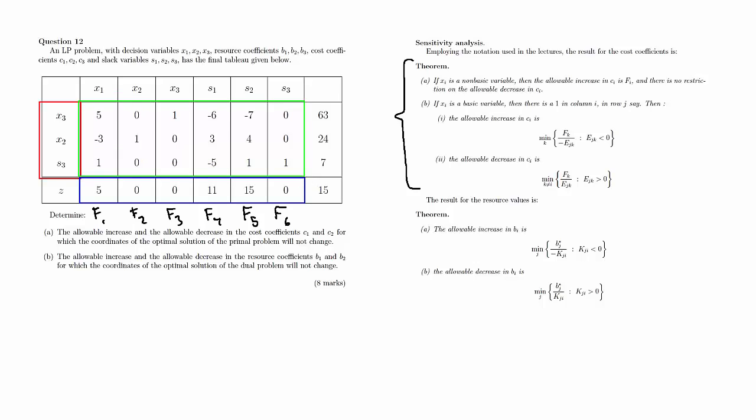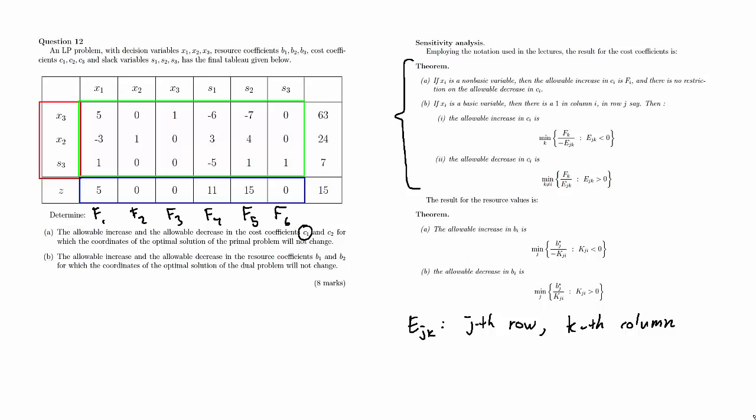The value Ejk refers to the value of E at the jth row in the kth column of the box E, which I've put in green here. Let's begin with C1.